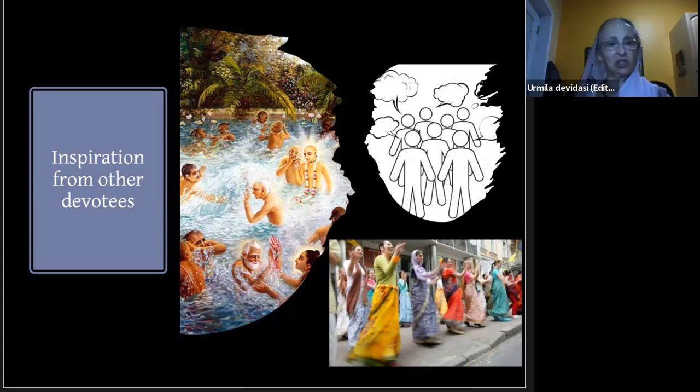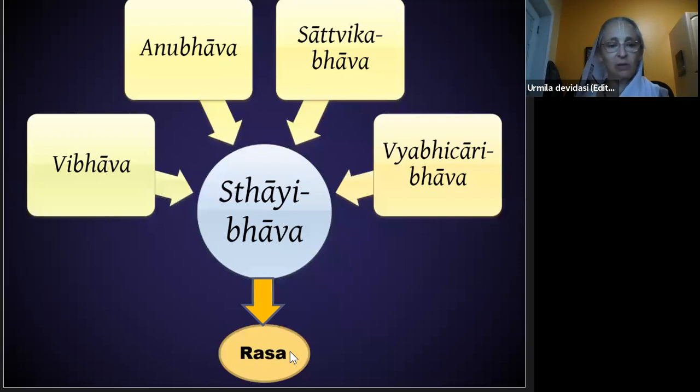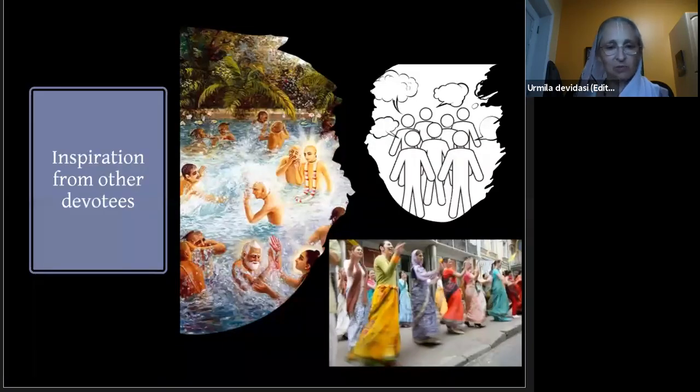Now we're going to have 10 minutes just to discuss among ourselves in general: what is the role of devotees in general in terms of the development of rasa? Because this is all about rasa, this taste, this enjoyment. The idea is that the vibhava is leading to this rasa. So what is the role of devotees in bringing out our rasa?